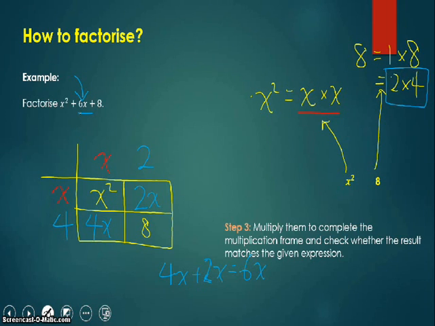So since it matches the given expression, I would therefore write it as x squared plus 6x plus 8 would therefore give me x plus 2 and x plus 4. This will be the final answer.